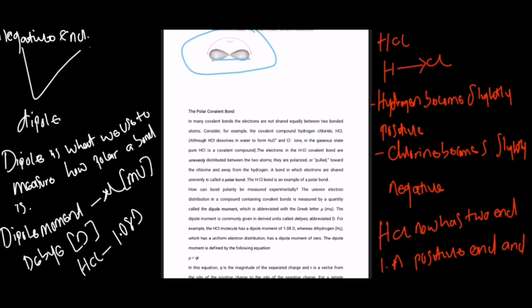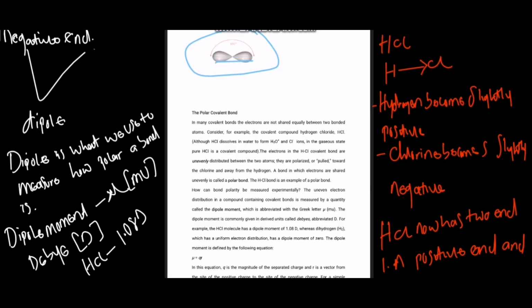Its unit is the Debye, and we said that hydrogen chloride has a dipole moment of 1.08 D. Then hydrogen gas is different. Hydrogen gas is a gaseous element, while hydrogen chloride is a molecule. In hydrogen gas, the electrons are evenly shared. This one joins with this, and they are evenly shared.